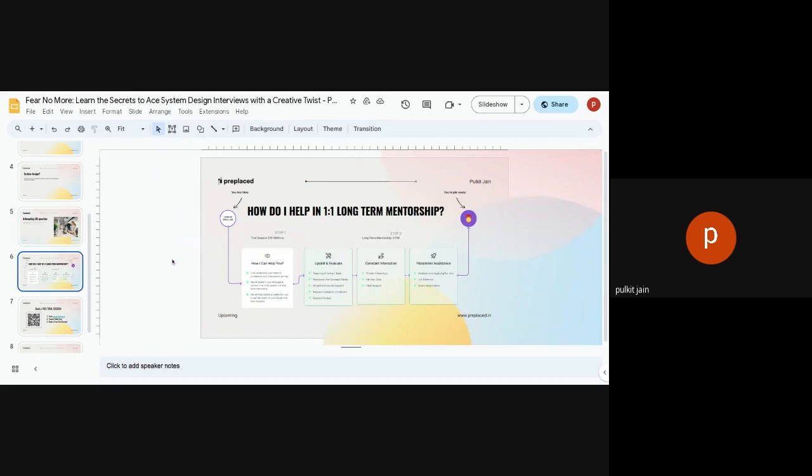Finally, I wanted to talk about how I can help you through the one-on-one long-term mentorship that I offer with Preplaced. As I mentioned, there are a lot of resources out there in terms of sheets. If you go for DSA, you might have heard of various sheets floating around, or some particular set of questions that you should do. But this is not enough.